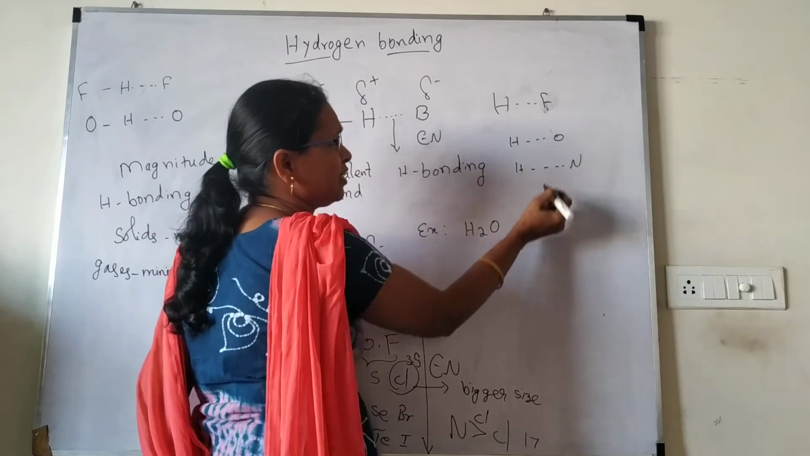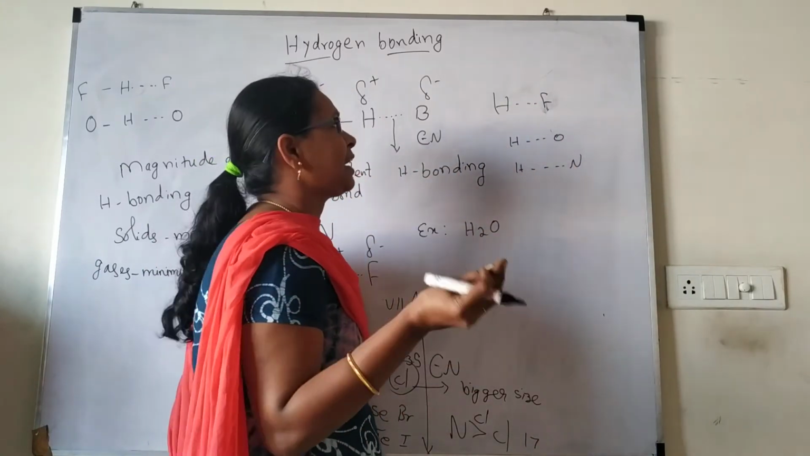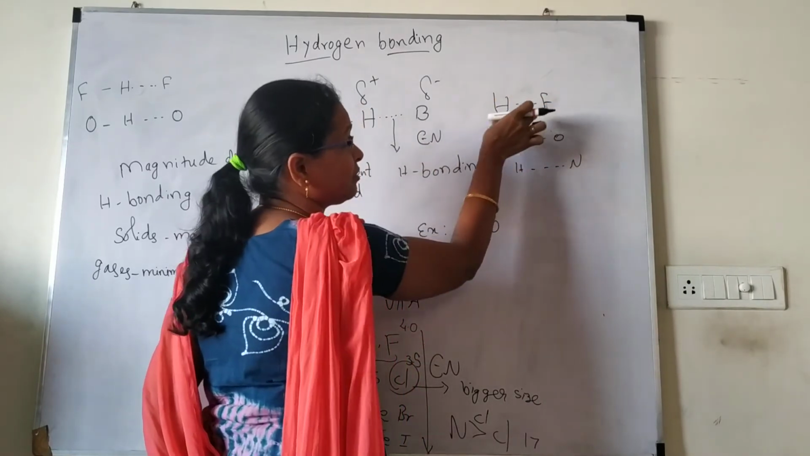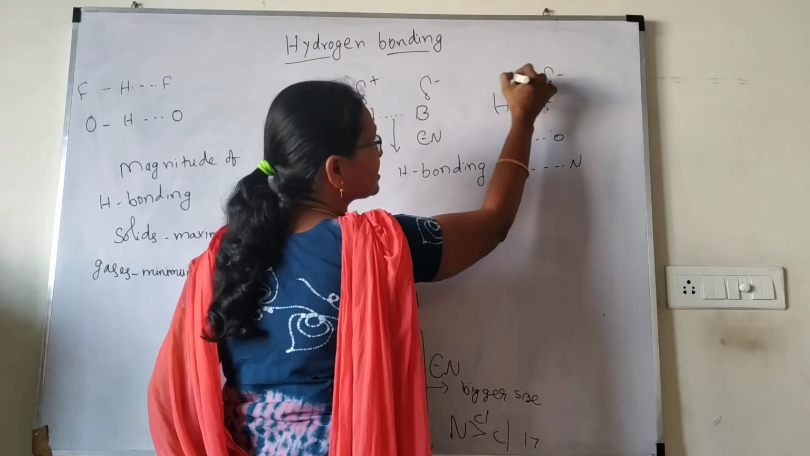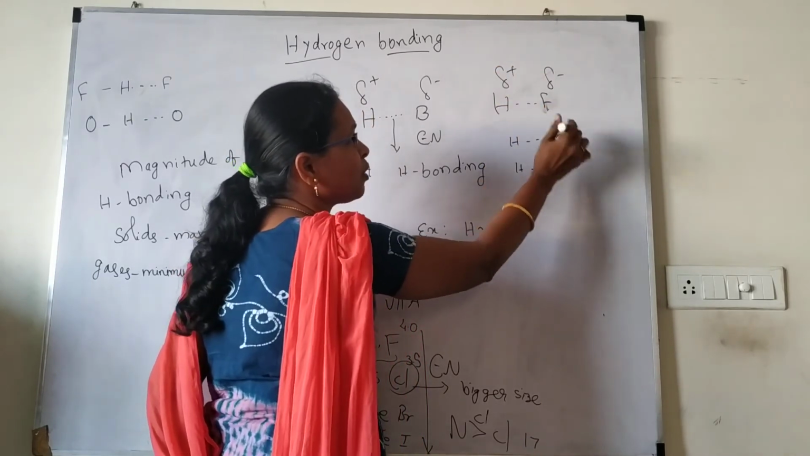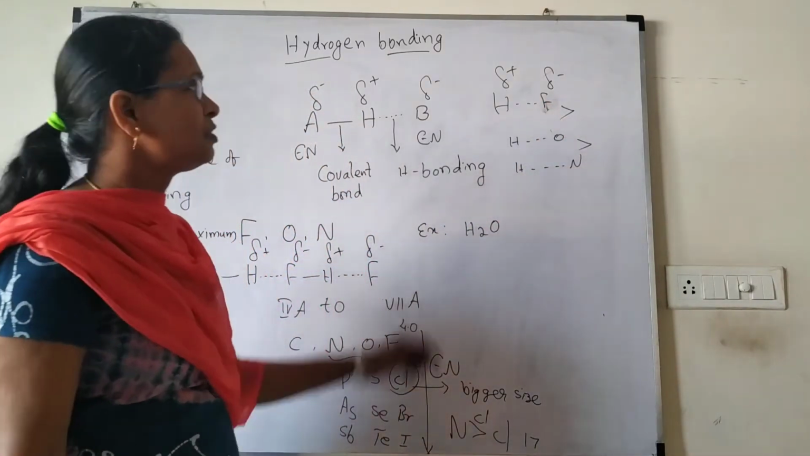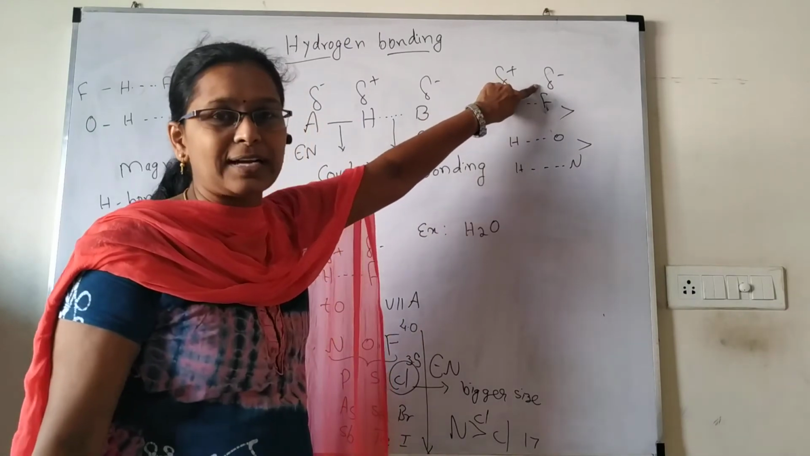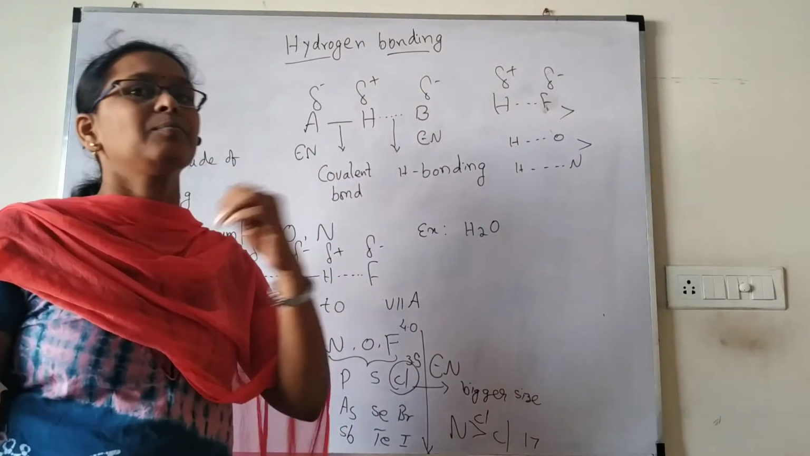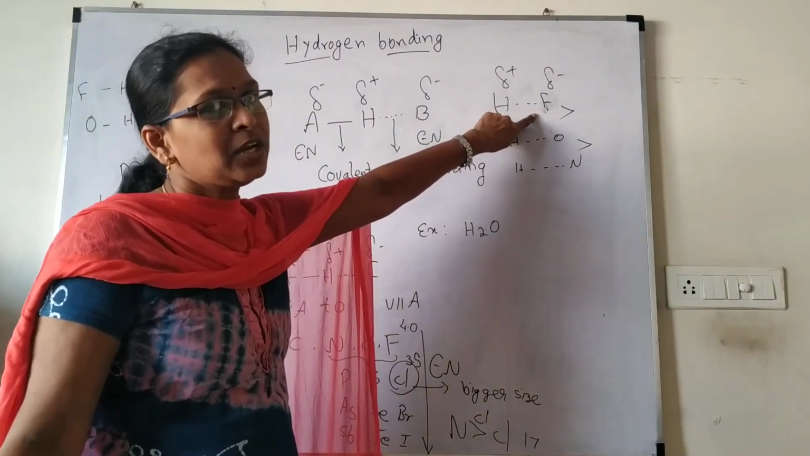When you are discussing this strength, obviously it is the one having the highly electronegative atom. Which one is the highly electronegative? The electronegativity difference is more in this case. So here the bond strength will be more. Like this we can write. That highly electronegative atom increases the strength of the bond. That is the reason hydrogen fluoride hydrogen bonding will be more.